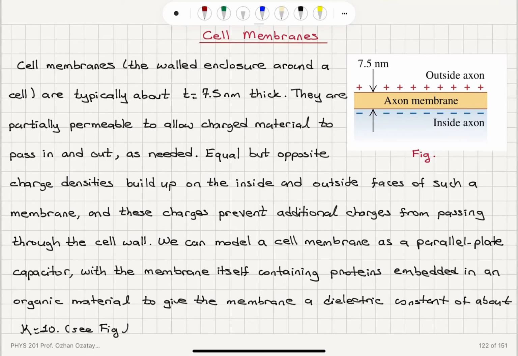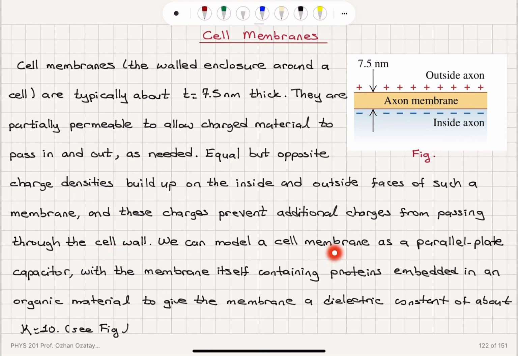Cell membranes, the walled enclosure around a cell, are typically about T equals 7.5 nanometers thick. They are partially permeable to allow charged material to pass in and out as needed. Equal but opposite charge densities build up on the inside and outside faces of such a membrane, and these charges prevent additional charges from passing through the cell wall.